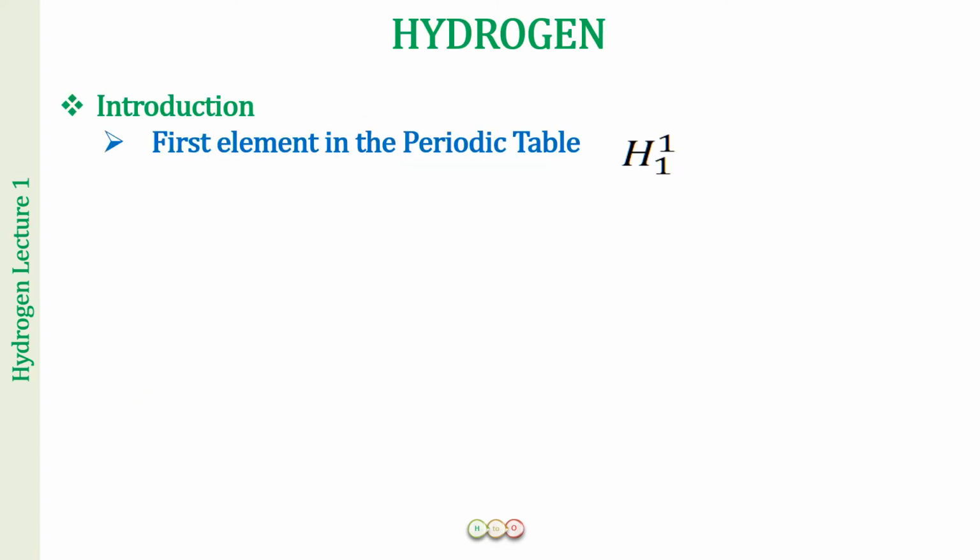So hydrogen is the first element in the periodic table with the symbol H, atomic number 1 and mass number 1. This means that hydrogen has one proton, one electron and no neutron in its nucleus. And this makes hydrogen in fact the simplest element of the universe. Why? Because there is no other element other than hydrogen which has no neutron in its nucleus. And this is one of the questions which has been asked previously in a JEE Mains examination.